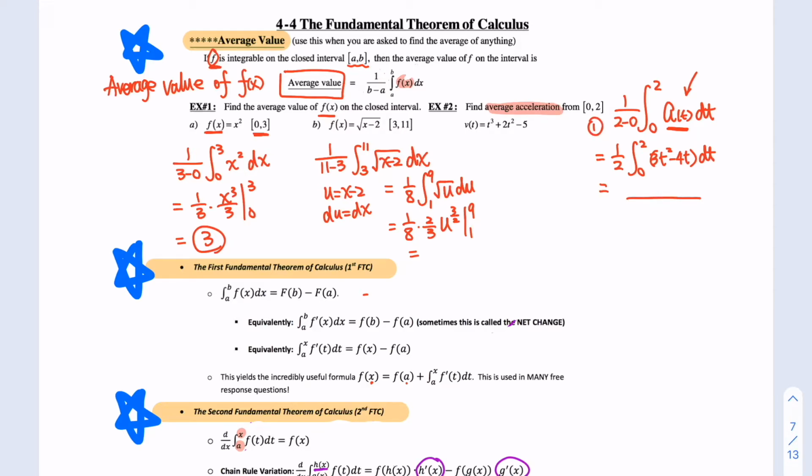And also, based on what we learned before, average acceleration is also given by v(2) minus v(0) over 2 minus 0. So both ways are okay.